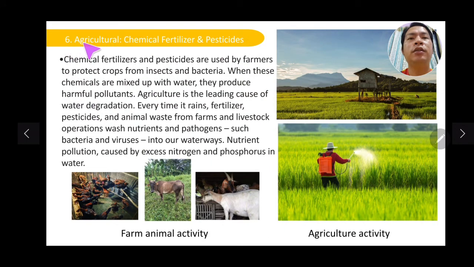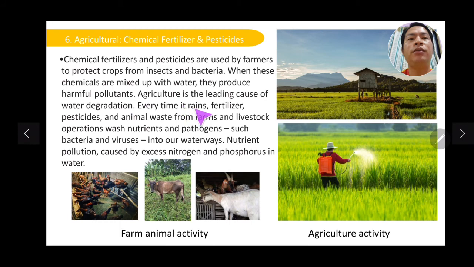Number 6, agricultural chemical fertilizer and pesticides. Chemical fertilizers and pesticides are used by farmers to protect crops from insects and bacteria. When these chemicals are mixed with water, they produce harmful pollutants. Agriculture is the leading cause of water degradation.